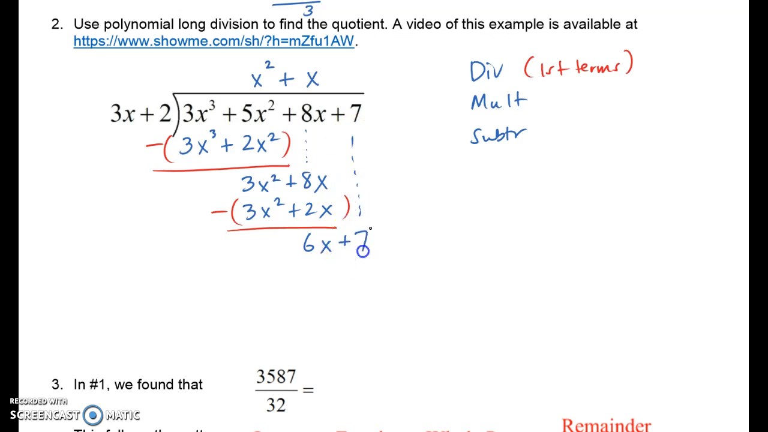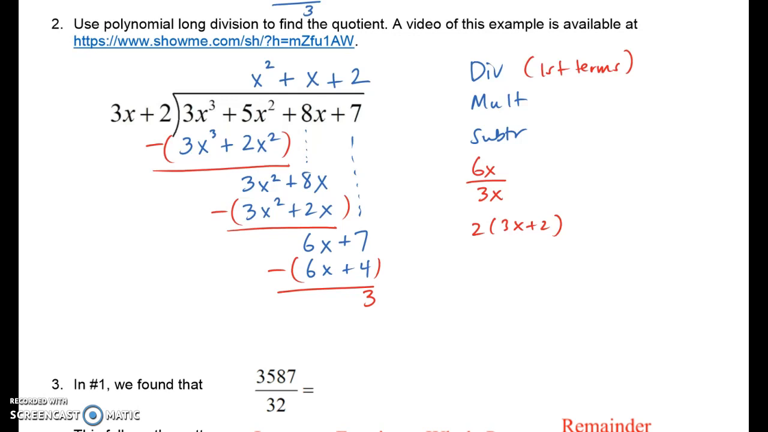And then bring down that plus 7, and now I'm back to dividing again. I'm dividing 6x by 3x because we do the first terms only. That gives me 2, which I write as a plus 2 at the top. And now I'm going to multiply the 2 by both the 3x and the 2. So that gives me 6x plus 4, and then I subtract. Now when I subtract, I have nothing left to bring down, so that 3 is the remainder.